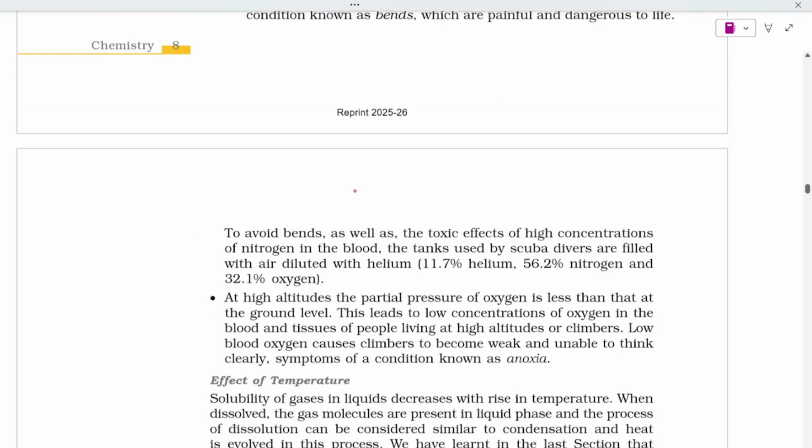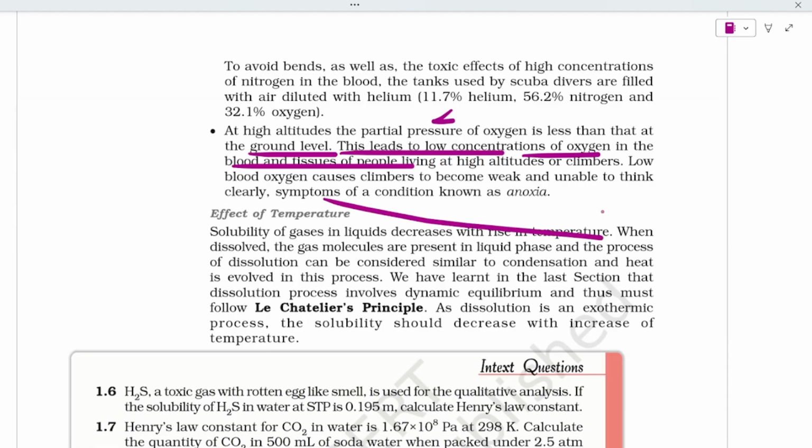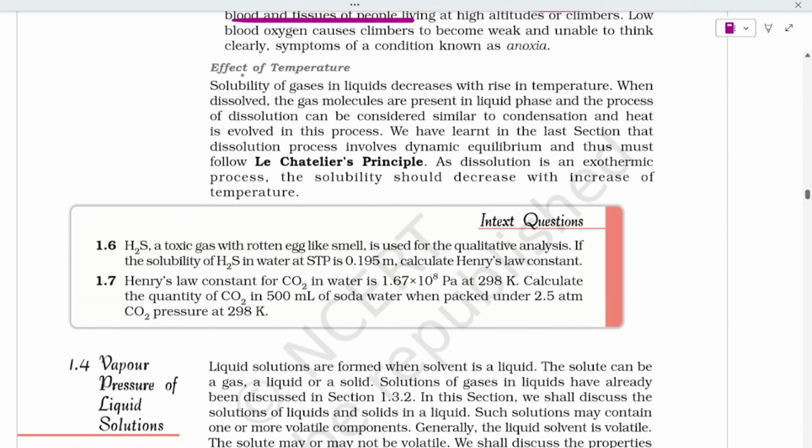They'll ask about high altitudes, where the partial pressure of oxygen is less than at ground level. This lowers the concentration of oxygen in the blood and tissues of people living at high altitudes or climbers, leading to symptoms known as anoxia. Now the effect of temperature: the solubility of gases in liquid decreases with temperature, they are inversely proportional.